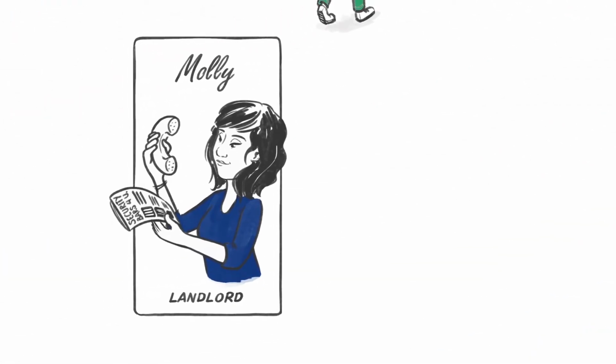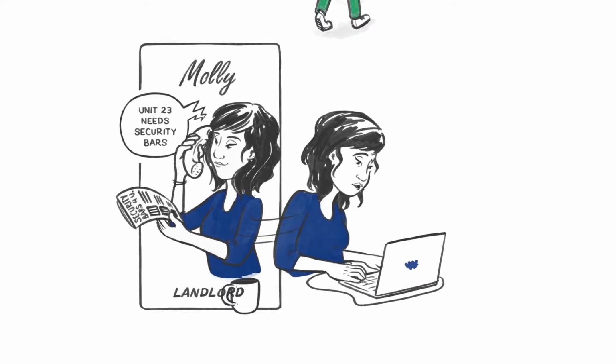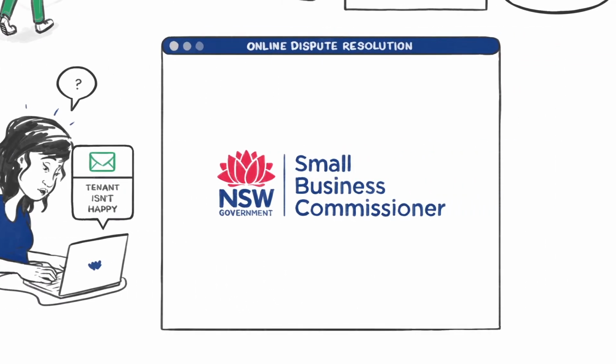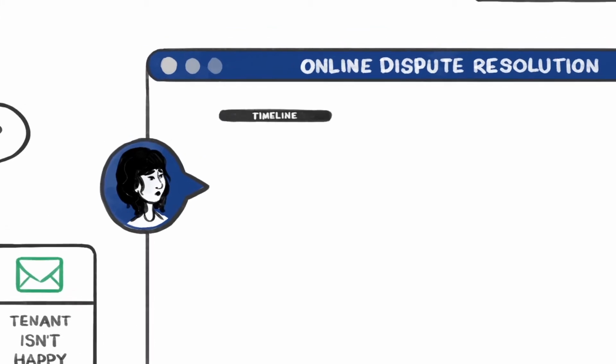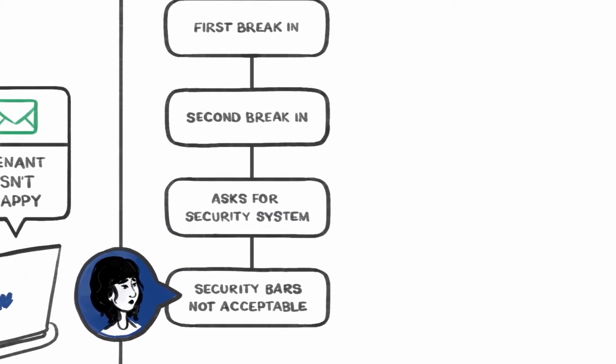Molly was asked to install security bars on one of her shops. Having arranged for a cost-effective solution, she's surprised to learn that the tenant isn't happy. Jess invites Molly to use the ODR. When Molly signs in, she sees a timeline of events, including 2 burglaries she didn't know about.